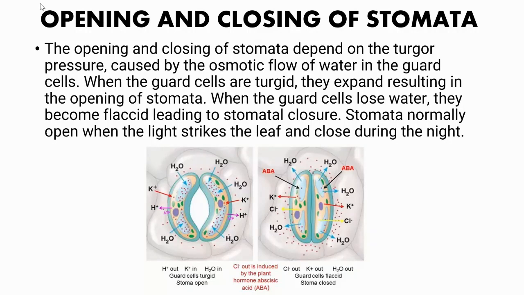Opening and closing of stomata. The opening and closing of stomata depends on the turgor pressure caused by the osmotic flow of water in the guard cell. When the guard cells are turgid, they expand, resulting in the opening of stomata. When the guard cells lose water, they become flaccid, leading to stomatal closure. Stomata normally open when the light strikes the leaf and close during the night.